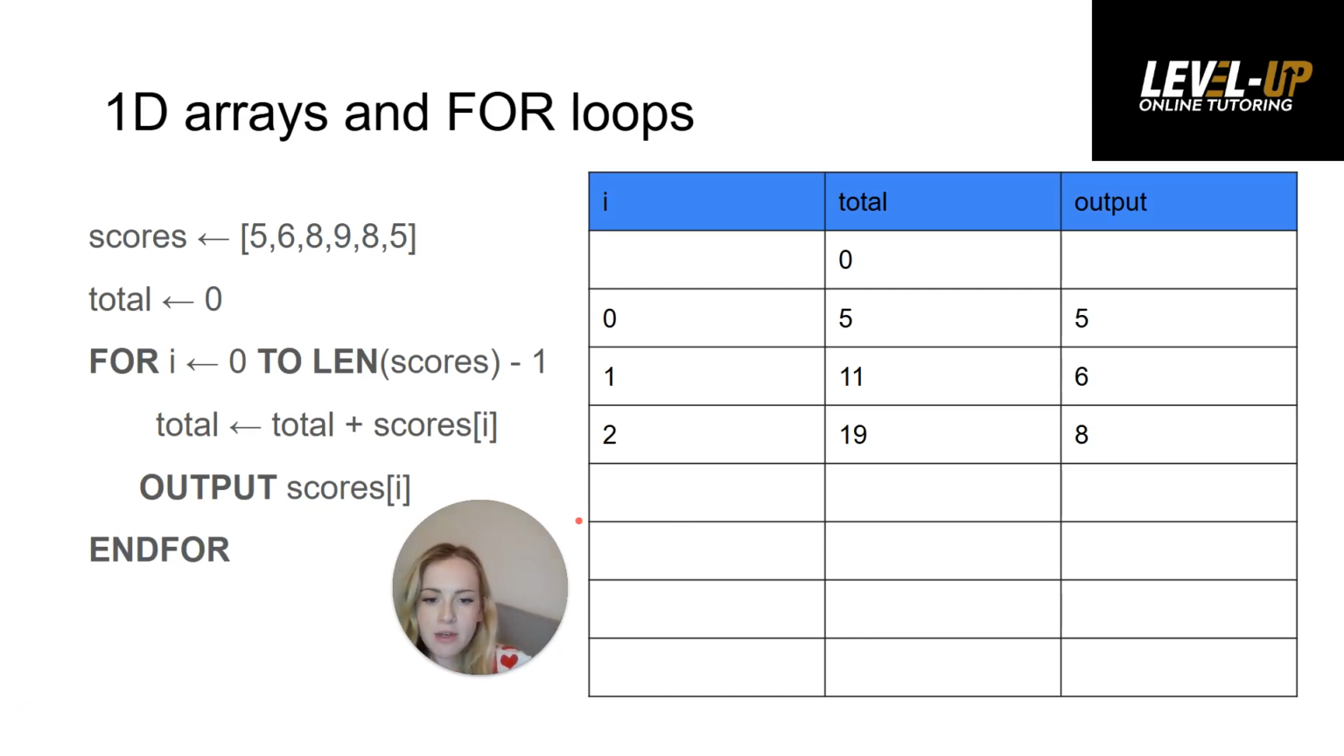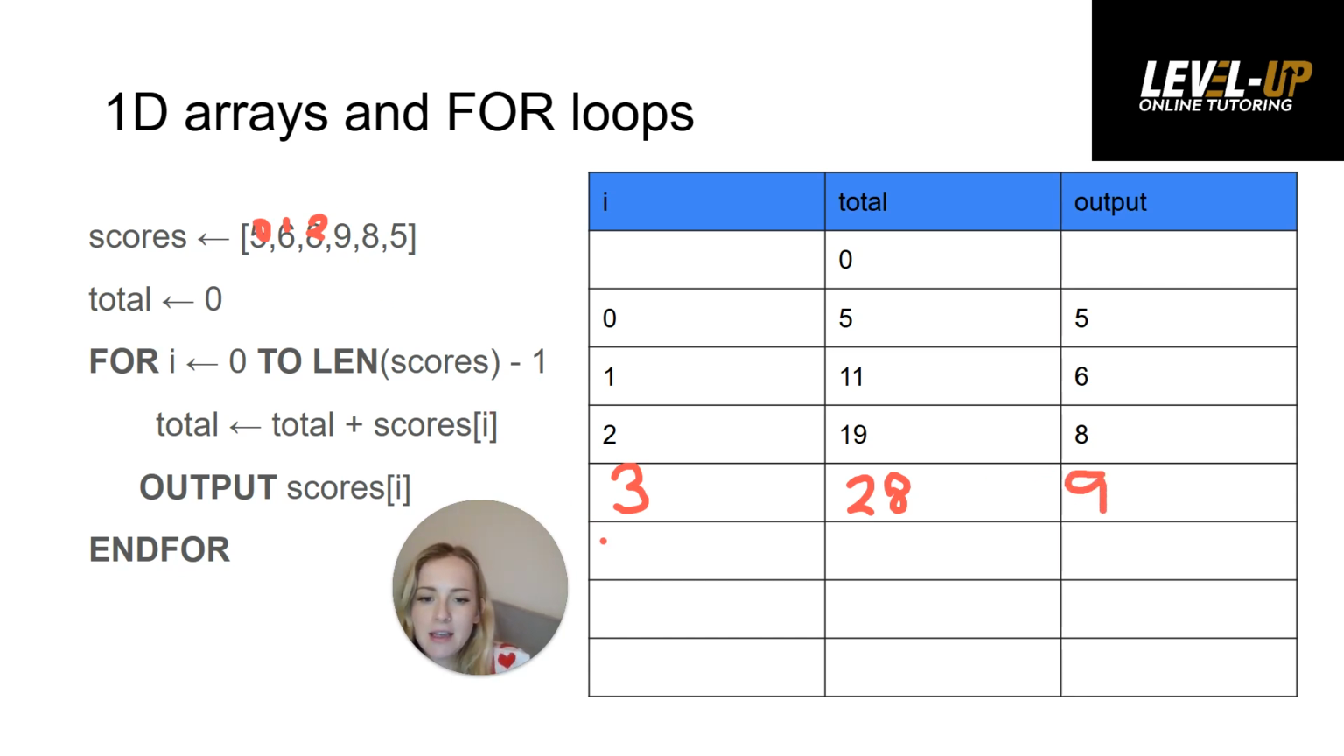Okay, I've just tidied up my screen a little bit. So let's have another go at this one. We have I is now 3, which is position 0, 1, 2, 3, which is 9. So 9 add 19 is going to give us 28. And we're going to output the value 9.